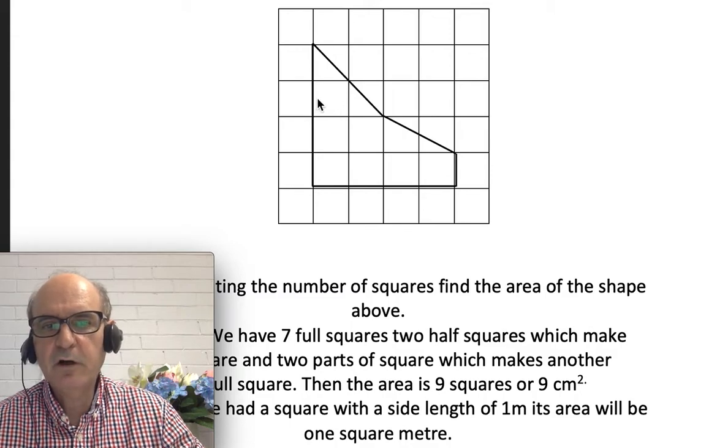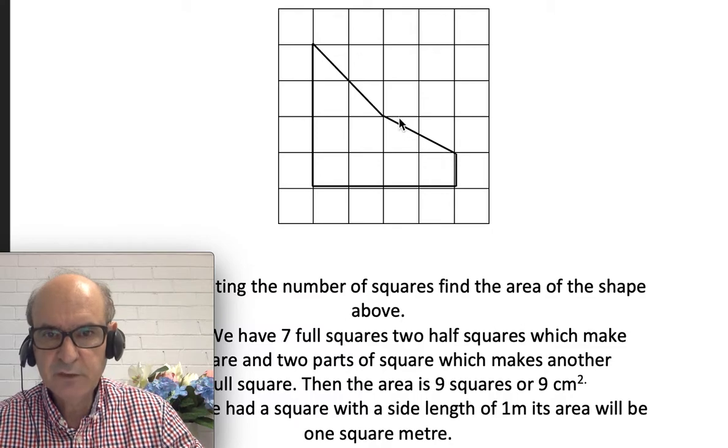Then we look at the parts of a square. This and this, each of them are half of a square. So together these two, this bit and this bit, make up 1 full square. And this is part of a square, a bit more than half, and this is part of a square, a bit less than half. If I cut this here and put it here, we'll be covering the missing part of this, and this will turn into a full square. So these two together, between them, also make 1 full square.